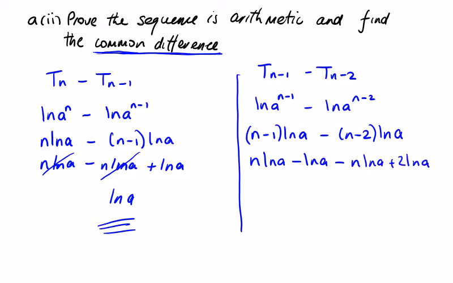This will give us the first difference, I think. Are they looking to find a common difference? So this will give us the common difference as well. So the n ln a's cancel, and we're left with 2 minus 1, which is just ln a. So it's proved, and we found the common difference is ln a.